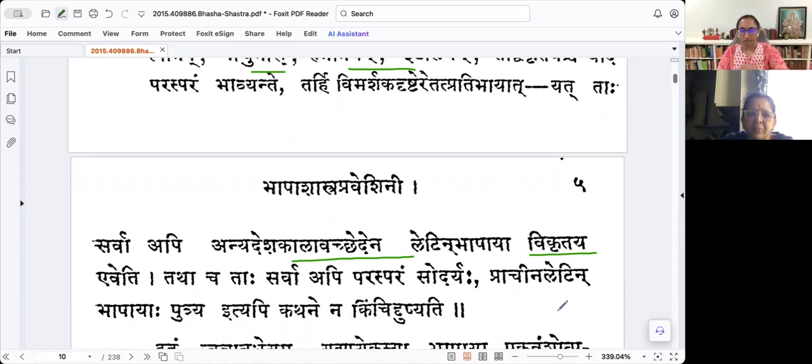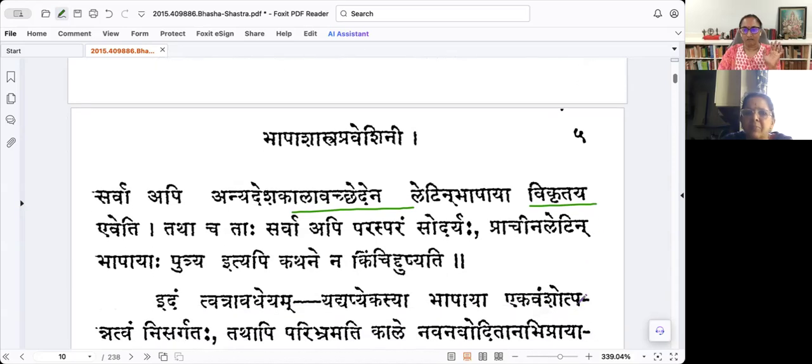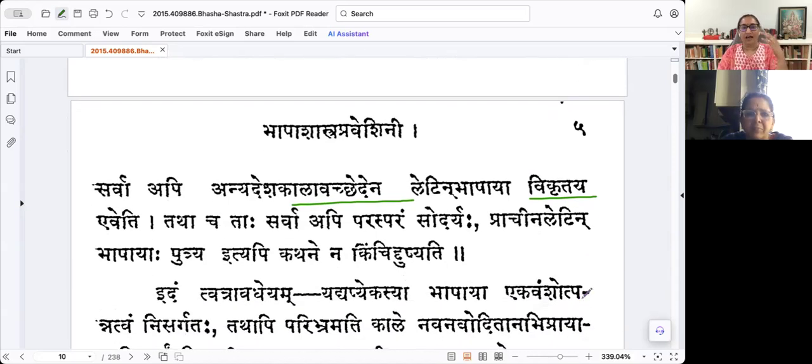तथा च ताः सर्वाः अपि परस्परं सोदर्यः, they are sister languages. प्राचीन लैटिन भाषायाः पुत्र्यः इति अपि कथने न किञ्चित् उष्यते दुष्यति. It's not wrong to say that they are all children, daughters, of Latin.